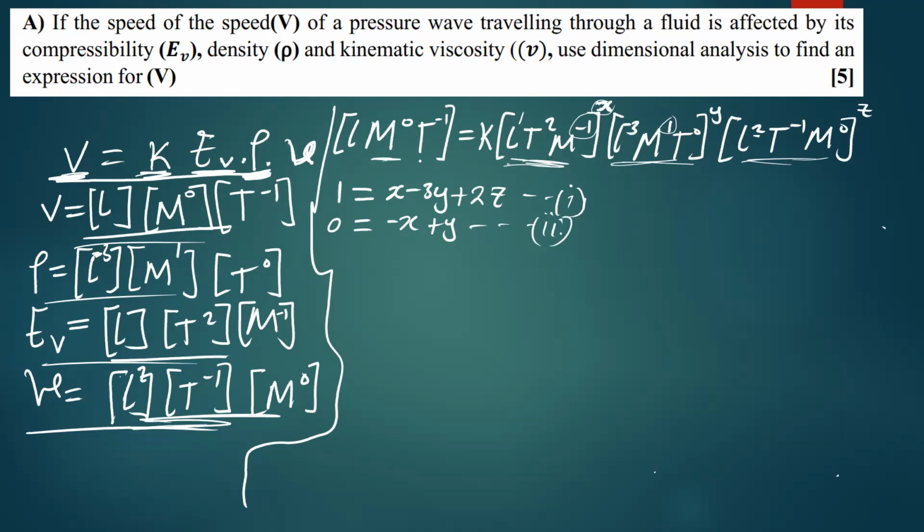And then we move on to the third equation, where we're taking the powers of T. So the power of T on the left, we have -1 there. Then on the right side, the power of T there is 2 times X, we're getting 2X. Then the power of T there is 0. 0 times Y, the answer is 0. Then the power of T there is -1. -1 times Z, we're having negative Z.